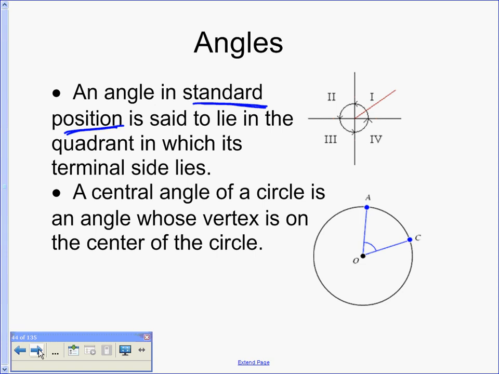And then a central angle of a circle is the angle whose vertex is at the center of the circle. So here you can see an example of a center of the circle. There's the vertex, and here's your angle. And this is going to become important as we get towards learning about the unit circle. So there we have a central angle.